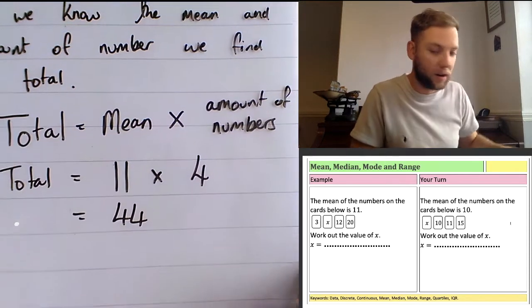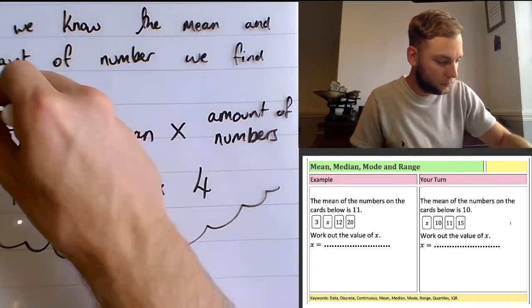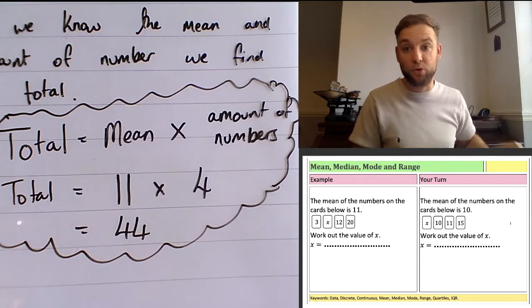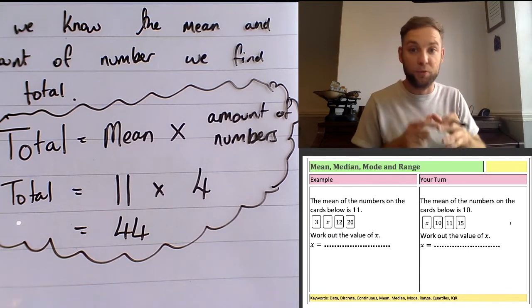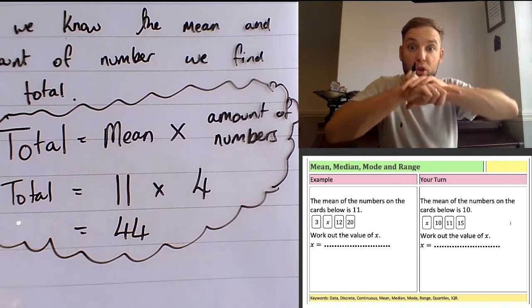Now this is the key part here. To work out your total, you do your mean times by the amount of numbers. So your mean, in this case is 11, times by the amount of numbers, which in this case is 1, 2, 3, 4. There's 4 numbers in this, which will give you the total.